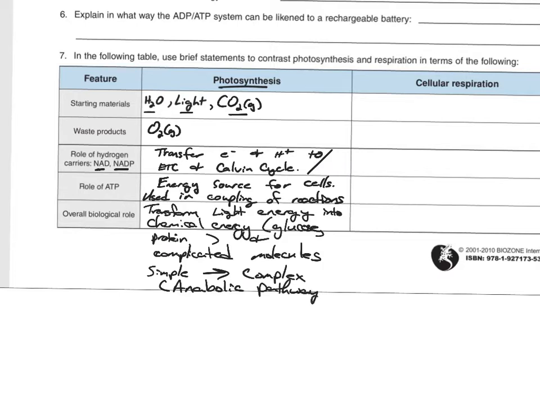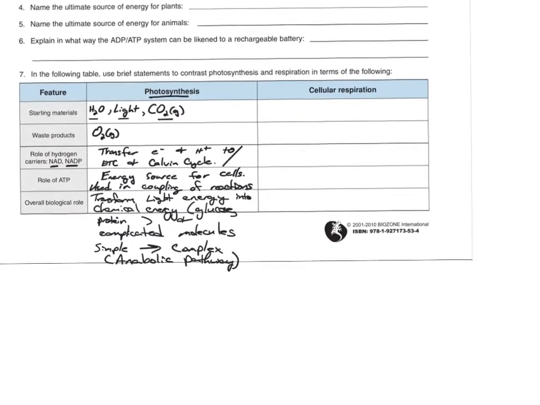What does anabolic mean? Building, right? So photosynthesis is used to build. We build things, and when I say we, I mean life, not humans. Humans don't do this. Animals don't do this. This is done by photosynthetic bacteria, by plants, and by algae. This is not done by humans or any animal that I know of.